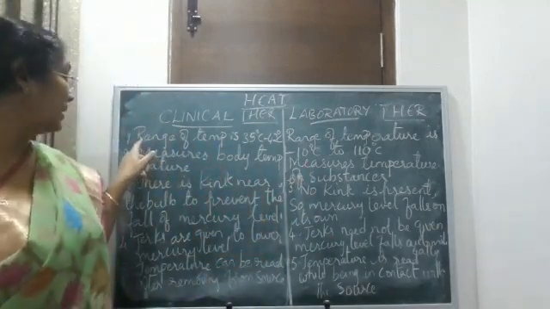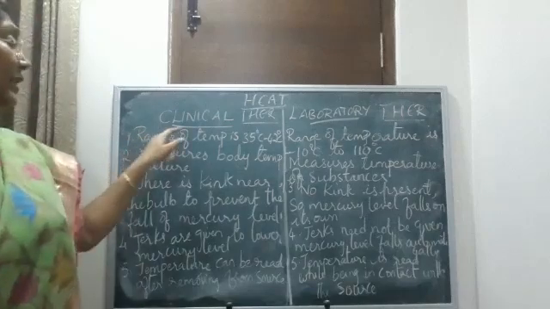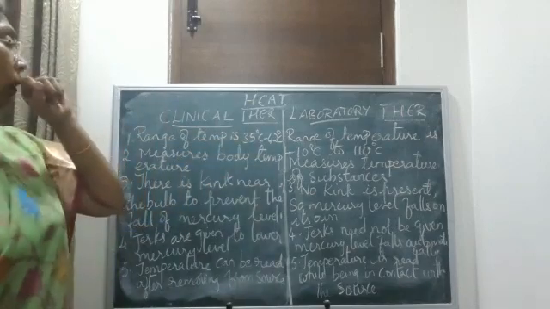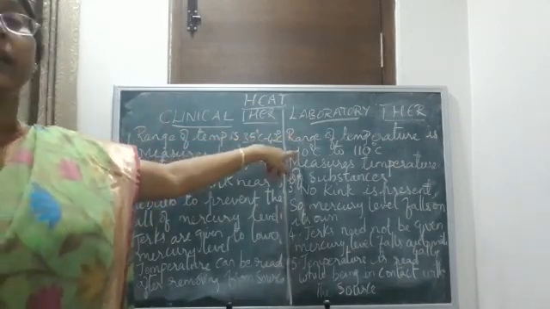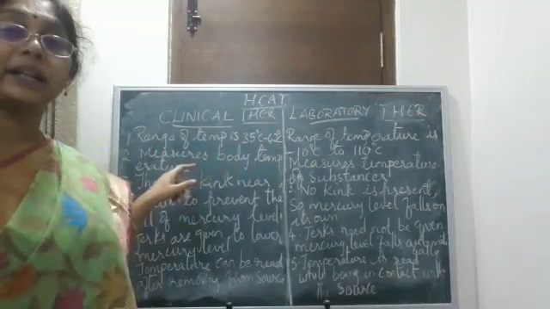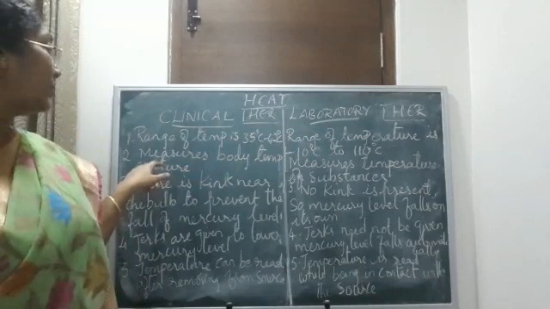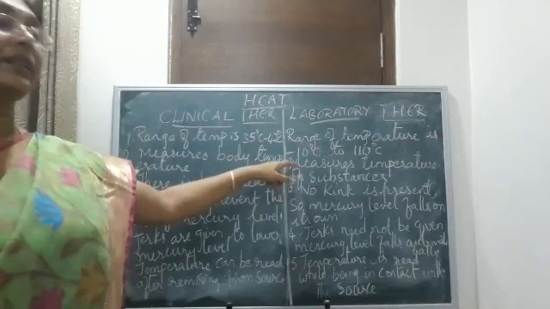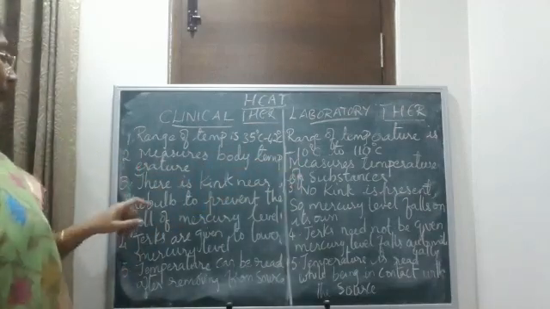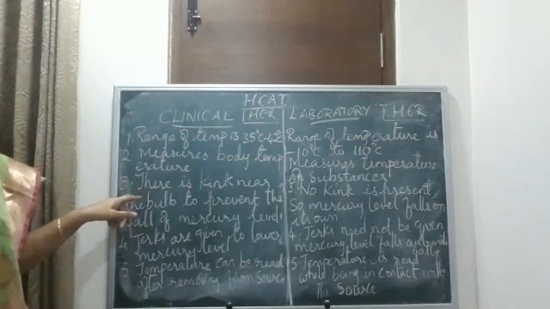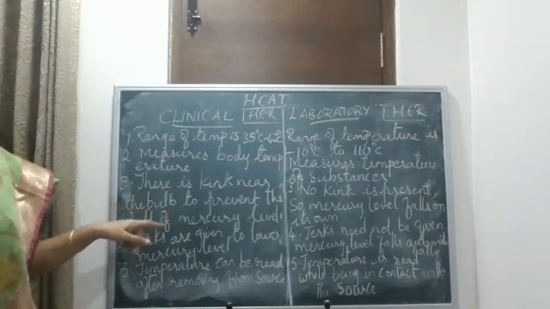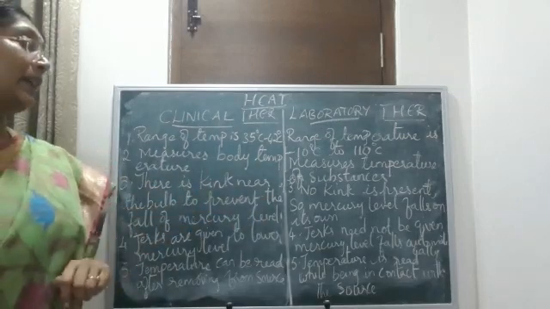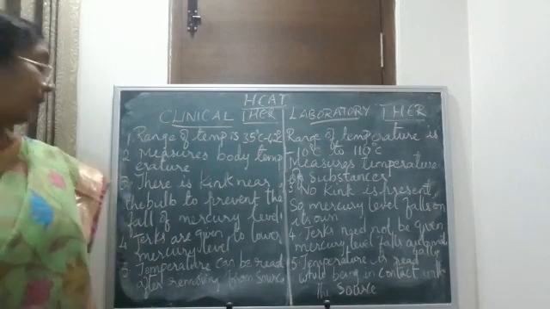Let's quickly recollect. The range of temperature is from 35 to 42 in the case of a clinical thermometer, whereas in a laboratory thermometer it is from minus 10 to 110 degrees Celsius. A clinical thermometer is used to measure body temperature. A laboratory thermometer is used to measure the temperature of substances. There is a kink near the bulb to prevent the fall of the mercury level in a clinical thermometer. There is no kink in a laboratory thermometer.